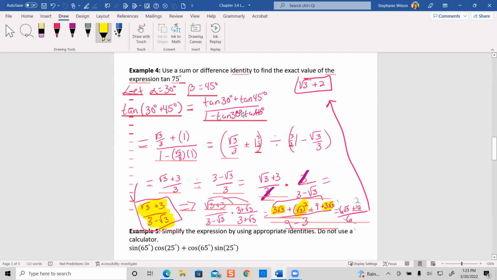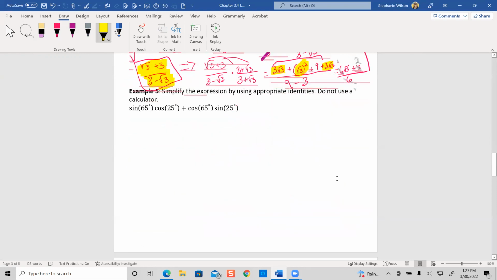All right. So let's do example 5. Example 5 says simplify the expression by using the appropriate identities. Do not use a calculator. All right, so now I'm going to recognize what is my alpha. Well, my alpha here is 65 degrees. My beta is 25 degrees. And let's plug it in.